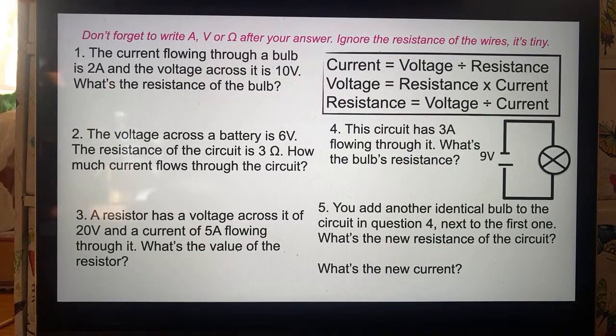So number one, the current flowing through a bulb is 2 amps and the voltage across it is 10 volts. What's the resistance of the bulb? I've even rearranged the equations for you. You definitely need to be able to do that for IGCSE. Current equals voltage divided by resistance. Voltage equals resistance times current. And resistance equals voltage divided by current. Make a note of something I need to tell you in a sec.